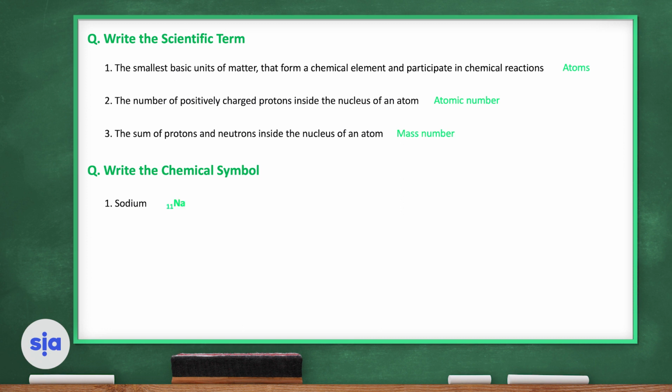Write the chemical symbol. Sodium, Na. Hydrogen, H. Chlorine, Cl. Aluminum, Al. Calcium, Ca. What is written below left? Yes, this is the atomic number.